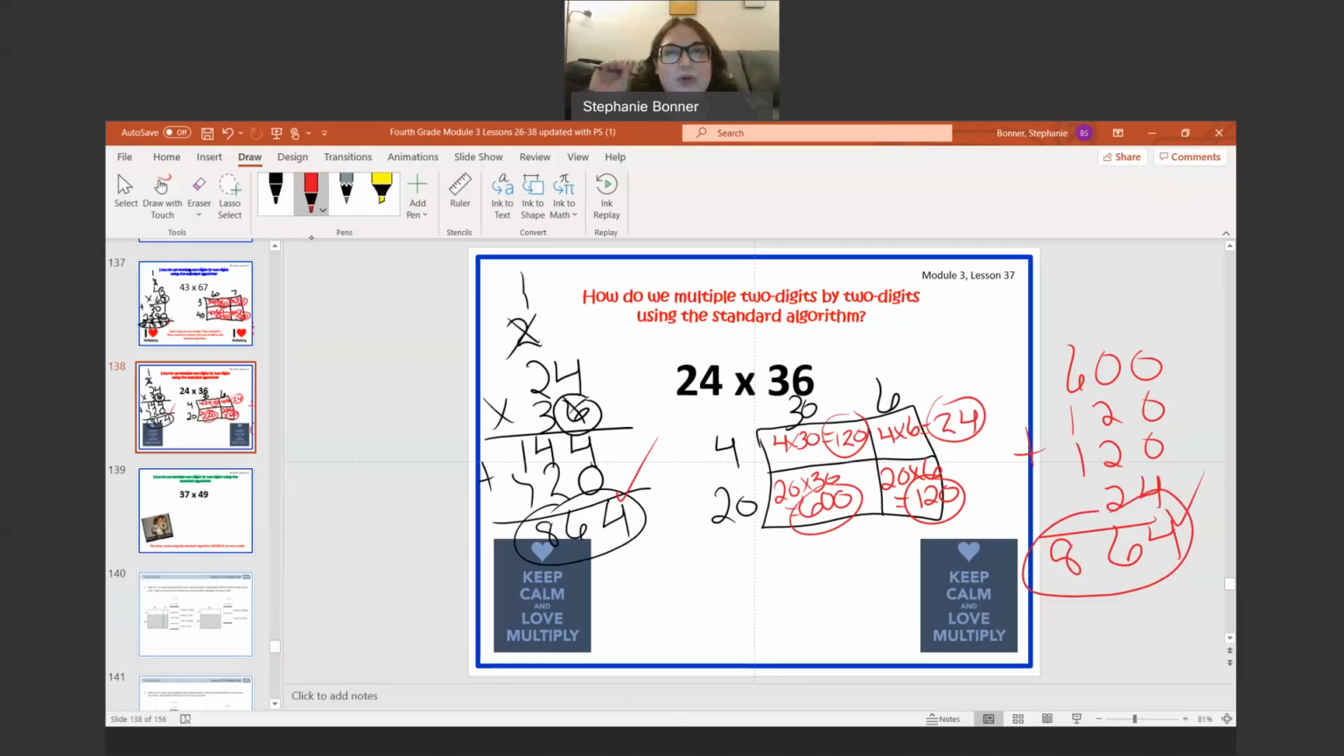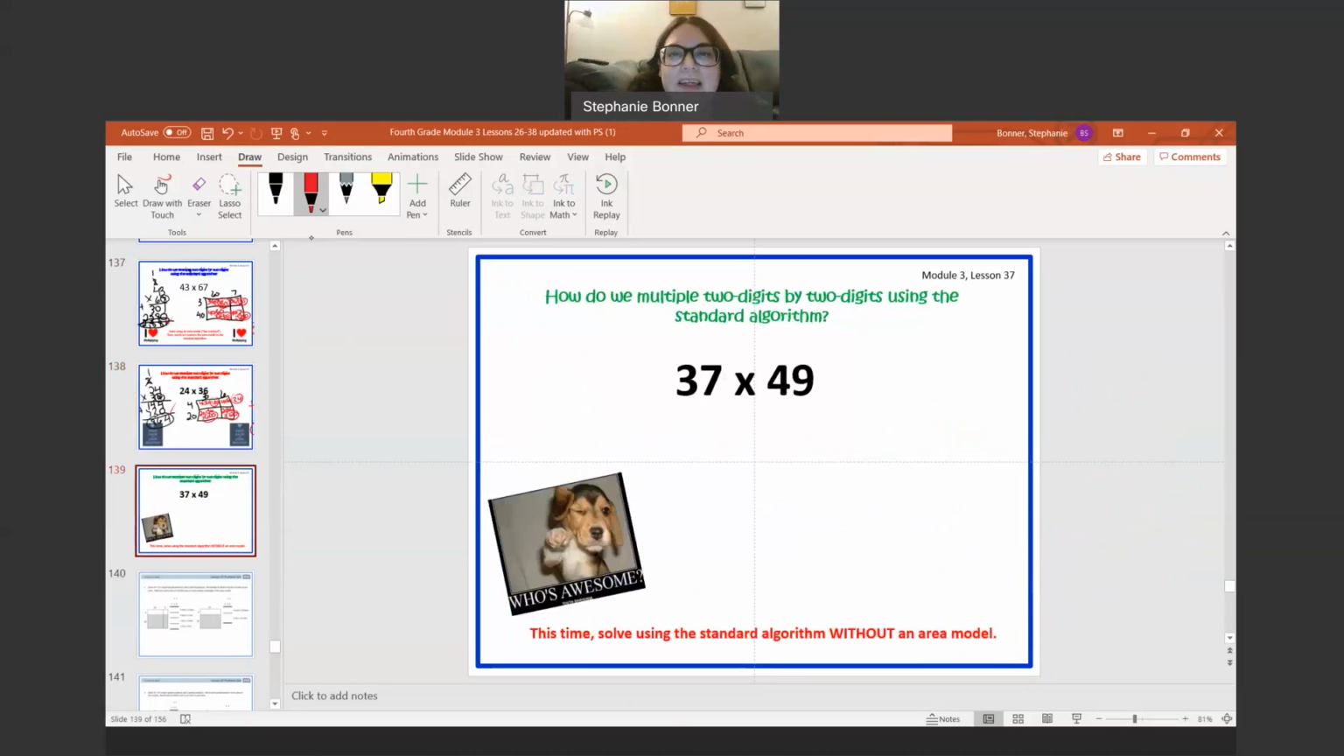Let us do one more together, because practice makes perfect. Again, how do we multiply? I didn't make this slide, but it's a mistake I would make. 2 digits by 2 digits using the standard algorithm. So this time they want us to do it without an area model, which is perfectly fine because practice makes perfect. We have 37 times 49. And again, it's hard and you just got to do it. But your parents learned this way, your grandparents learned this way, so they should be able to help you with this way. So let's take a look.